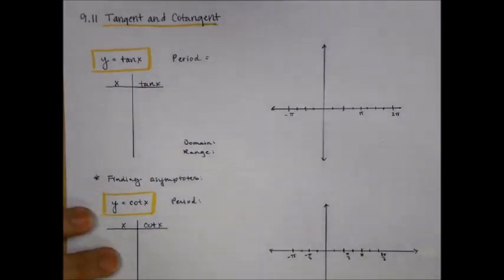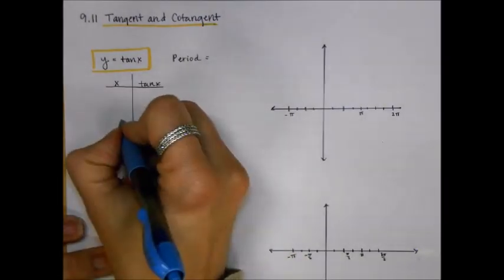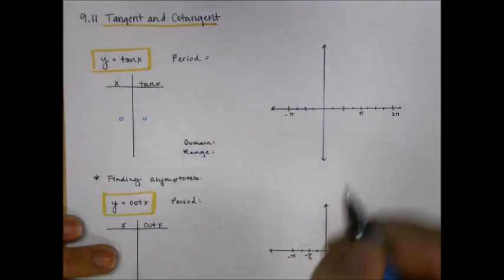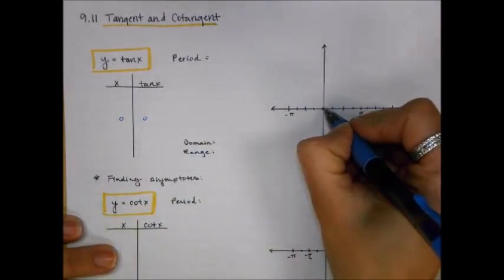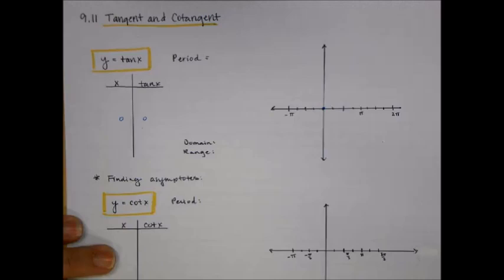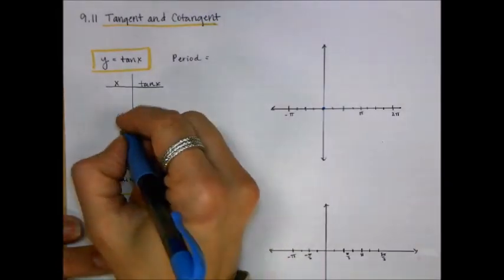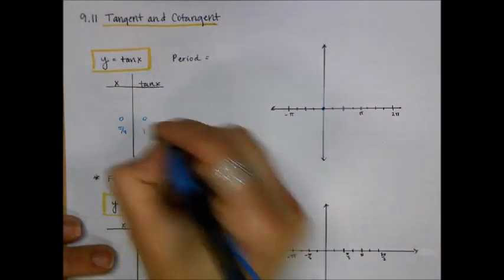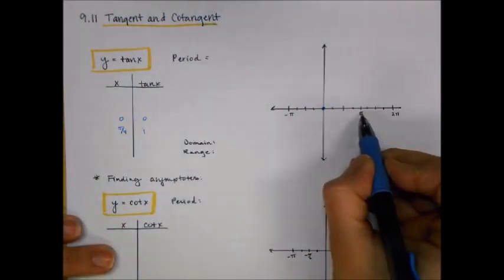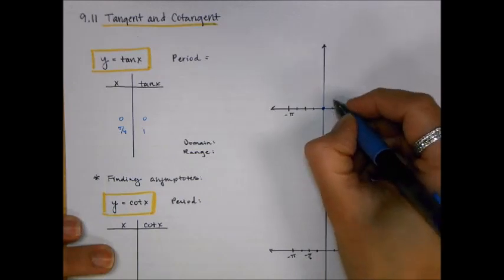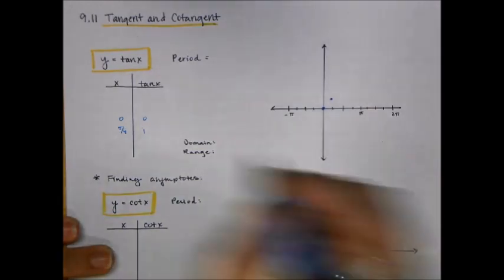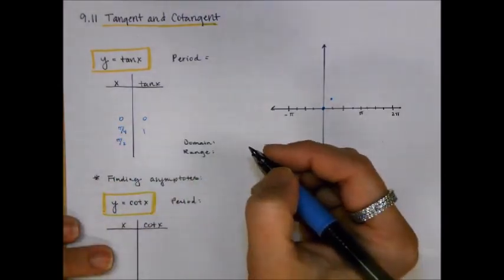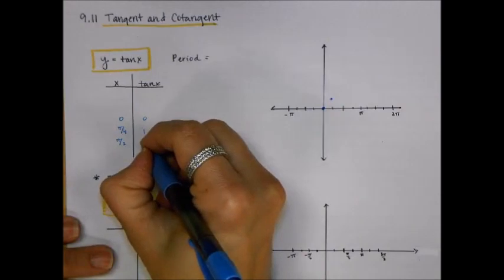So we're going to start filling in our table here with 0. Tangent of 0 is 0, which gives you a point on the origin. If we move to pi over 4, tangent at pi over 4 will give us 1. So I've marked it off here, pi divided into fourths. Tangent of pi over 4 is 1. When I get to pi over 2, tangent at pi over 2 is 1 over 0 and is undefined.